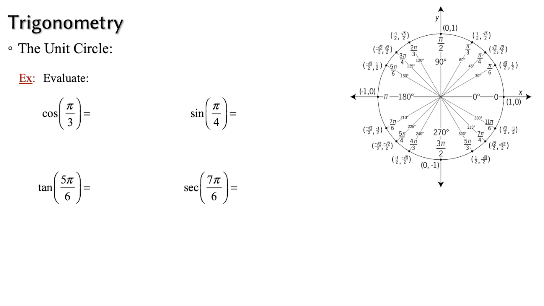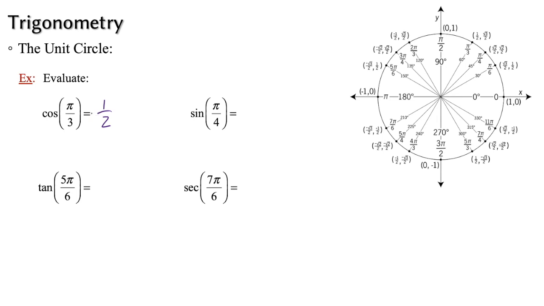So let's practice doing a couple basic evaluations. And again, this would be something you want to be able to do from memory. So if we're looking at the cosine of pi over 3, in your head you want to understand where pi over 3 is, right here at 60 degrees. And since we're looking at the cosine, we want the x value there. So in this case, the answer would be 1/2.